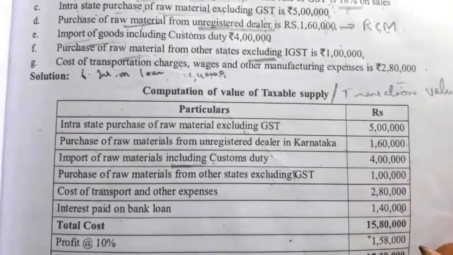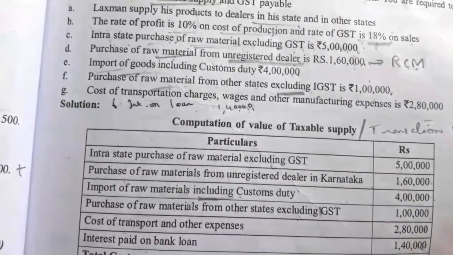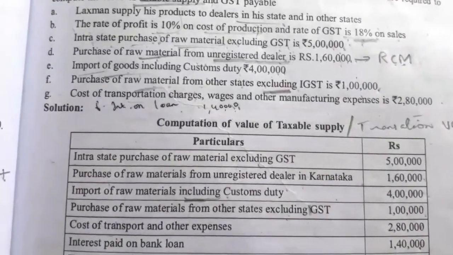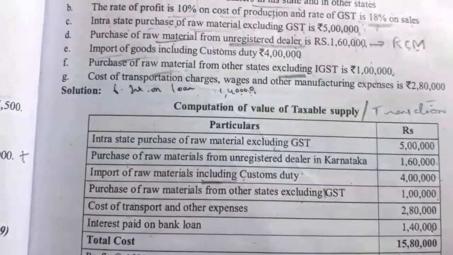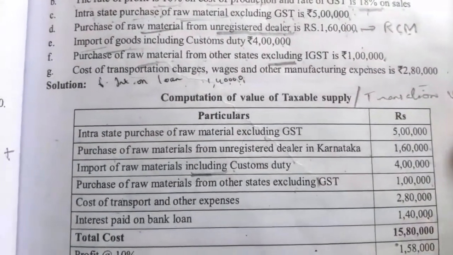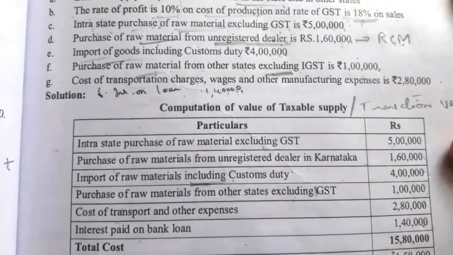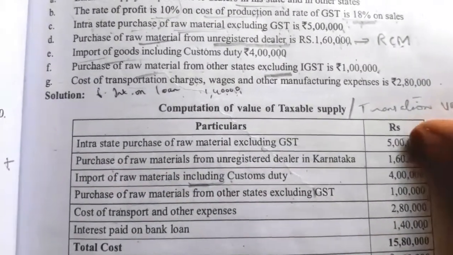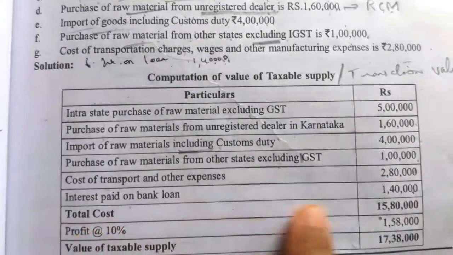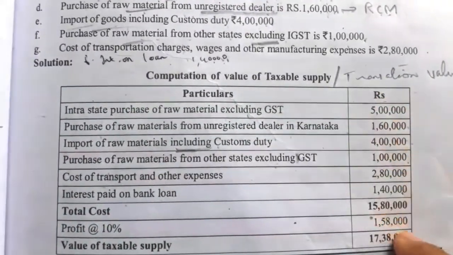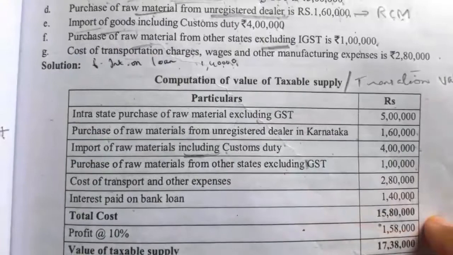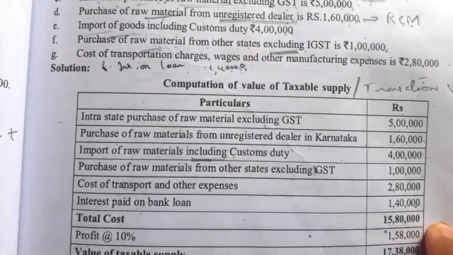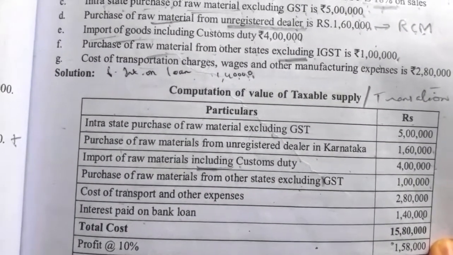So total cost comes to 15,80,000. To prepare a final product, he has incurred a total cost of 15,80,000. He has purchased some raw material from various places and he incurred some costs. He also took a loan, so we have to add that. So the total cost comes to 15,80,000.